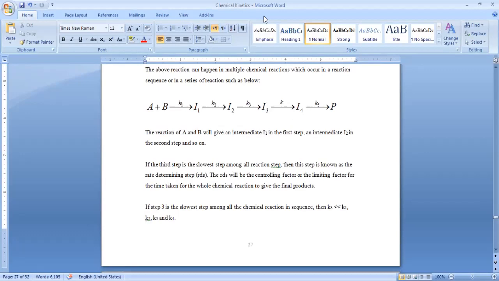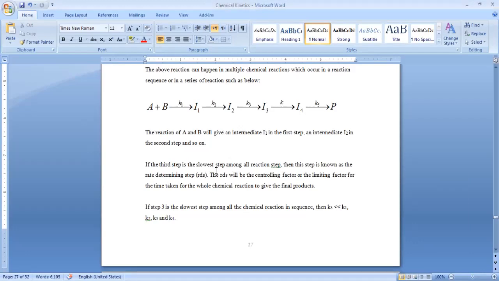For example, if the third step is the slowest step, this step is known as the rate determining step. When the third step is the slowest step, it is known as the rate determining step. Therefore this step controls the overall reaction rate. The overall reaction rate is controlled by step number 3 because it is a slow step.